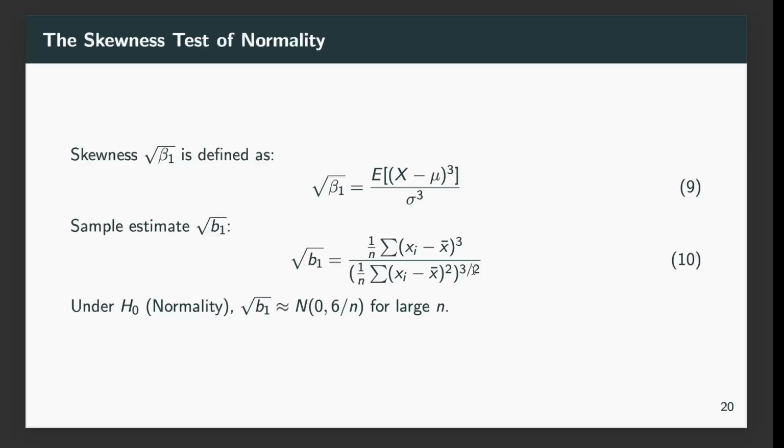So a natural test of normality is to reject the H null if the absolute value of the square root of b1 exceeds the critical value of z alpha/2 times the square root of 6/n. Okay, so the question is, does this asymptotic approximation hold for small sample size? Let's say for n equals 30.